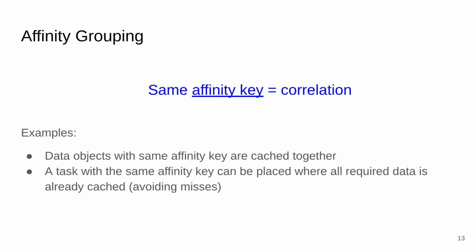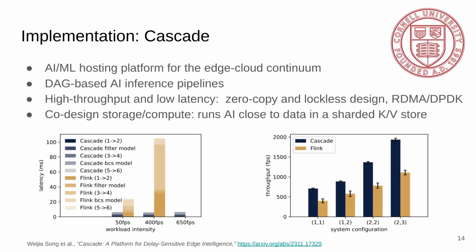Another thing is that any task request that has the same affinity key will also be placed there. With all this, we can avoid those overheads. We implemented this in an AI hosting platform called Cascade, which is developed within the same project that I was working on at Cornell University. This is a platform targeted at low latency AI pipelines, so I invite you to check the paper for that as well.